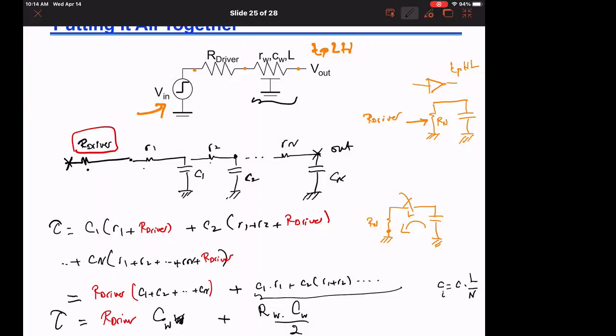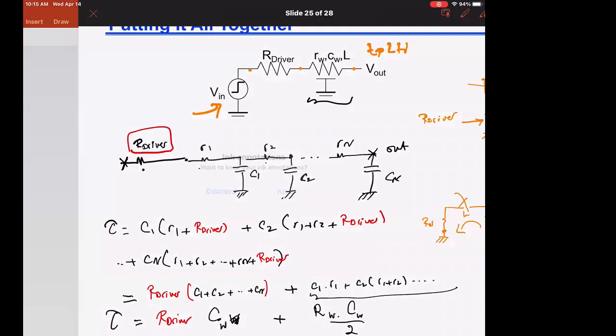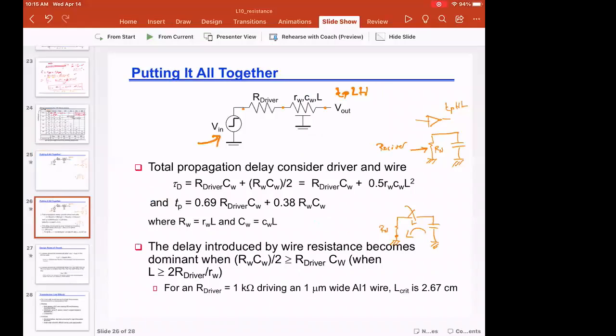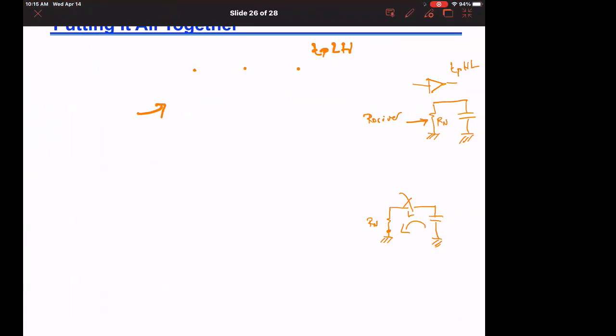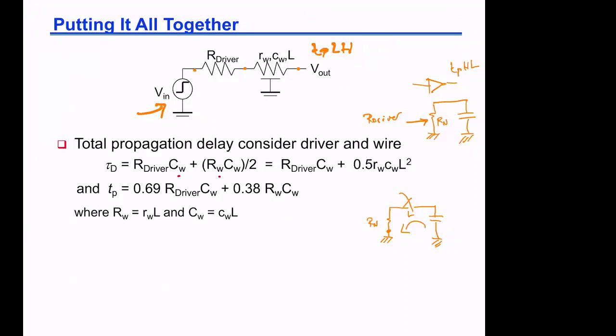Okay, anybody has any question? Great. So if we come here we will find that the time constant will be R driver times C wire plus R wire times C wire over 2, and we know that R wire and C wire are R times L and C times L, so it will be 0.5 times RC coefficient L squared.